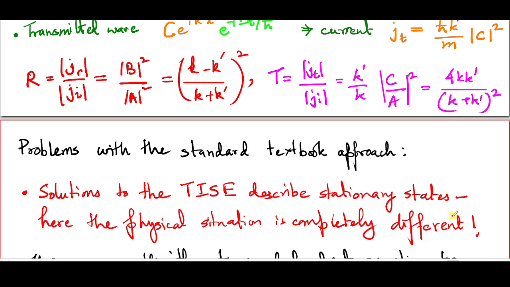This is an inherently time-dependent situation. It is not at all clear how it is possible that the solution to a time-independent Schrodinger equation, which describes a state which does not change with time physically at all, is going to actually talk about this scenario and give a correct result.